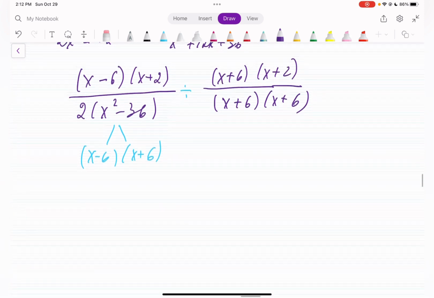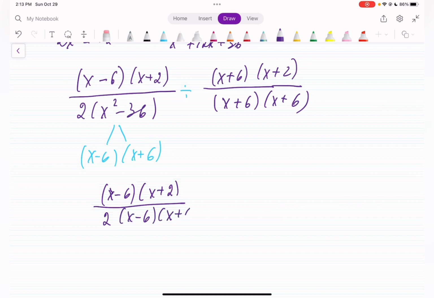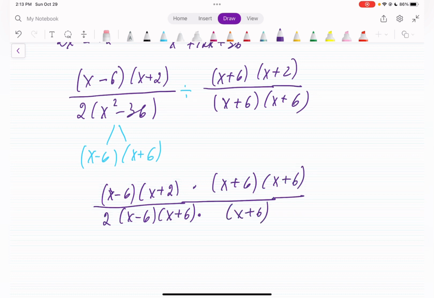Okay, now let's flip it. X minus 6, and remember one thing, you flip only the second fraction. You don't dare flip the first fraction. It will take you straight to the woods and leave you in the woods. X minus 6, x plus 2 over twice x minus 6, x plus 6. Now multiplying x plus 6, x plus 6, flipping, right? And at the bottom, x plus 6, x plus 2.